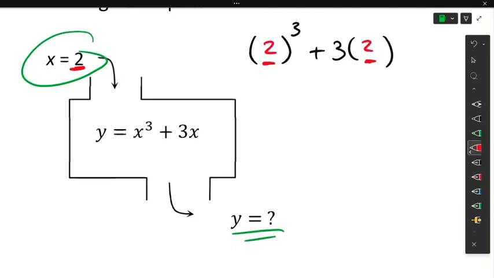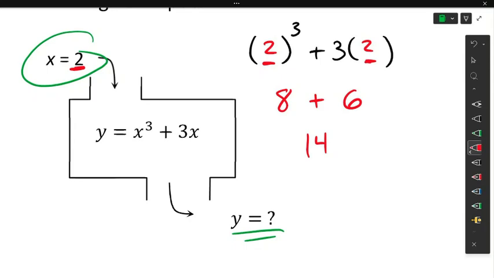And then I'm just going to evaluate these using order of operations. The first thing I'll evaluate here is this cubing. So this is 2 raised to the third power. 2 to the third power is the number 8. That's 2 times 2 times 2. And then to that, I'm going to add the result of 3 times 2, which is the number 6. 3 times 2 is 6. So I get a value of 14.